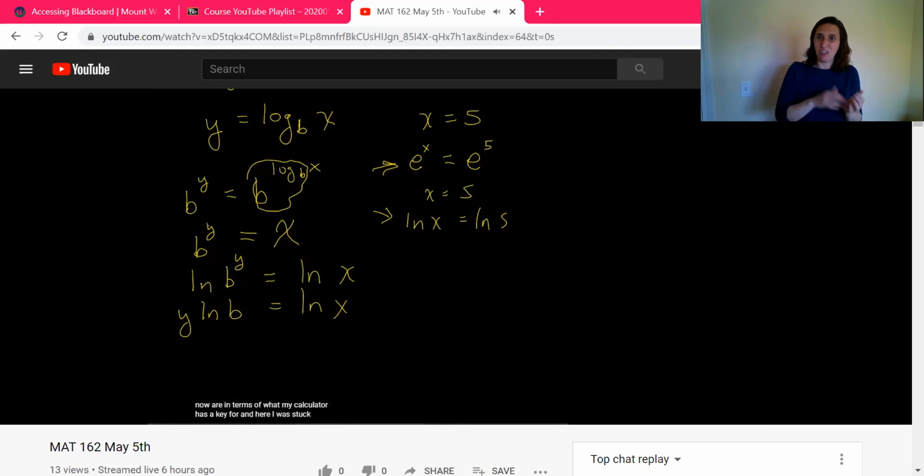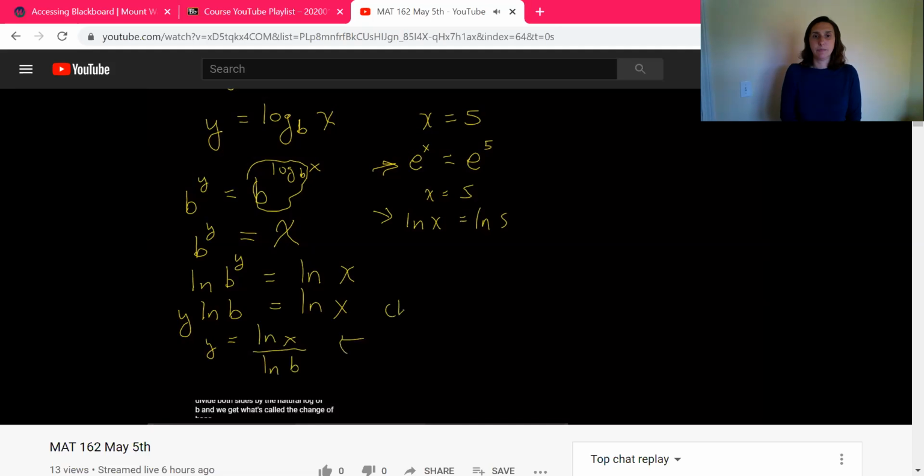And here I was stuck with my variable in the exponent. By taking the natural log, this multiplication rule lets me pull this down. And we're going to find we exploit this a lot when we need to pull powers down. We'll take the natural log or the common log or a log of some base of what has our variable in the power, and that multiplication rule will let us pull it down. Well, now I'll divide both sides by the natural log of b, and we get what's called the change of base formula.